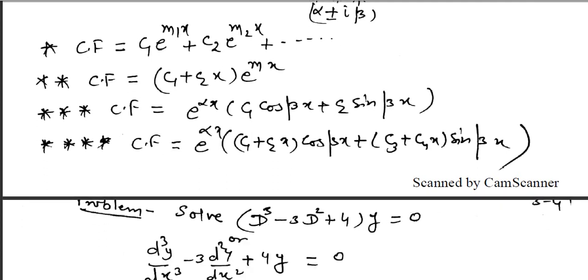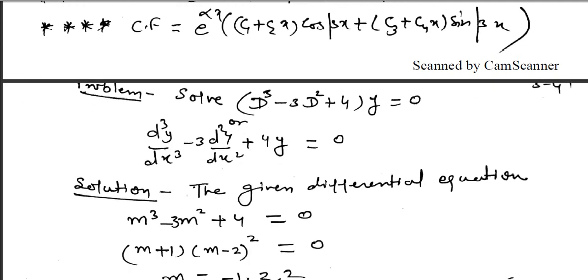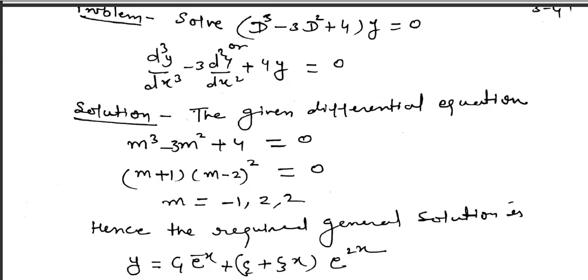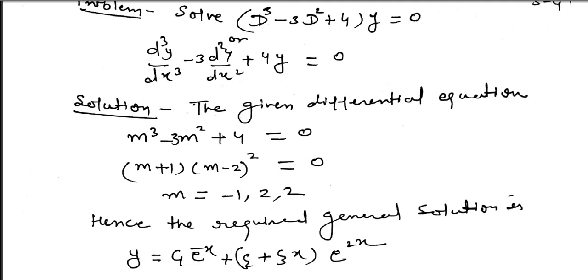Now what is the problem here? Here the problem is you have to solve d3 plus 3d square plus 4y equal to 0. So this is a problem based on linear differential equation with constant coefficients. Then it is clear here the RHS term is equal to 0. It means Q equal to 0. Now we recall that whenever Q equal to 0, the given differential equation is known as a homogeneous linear differential equation.